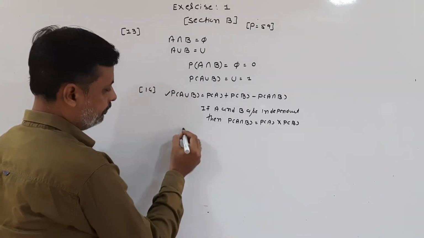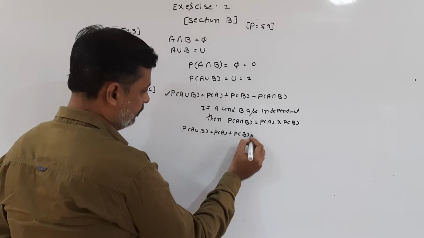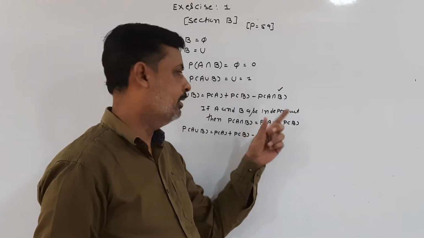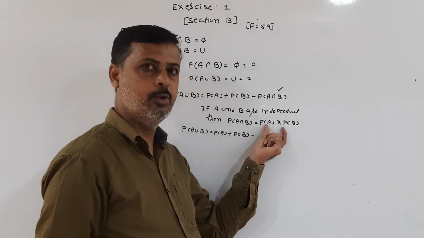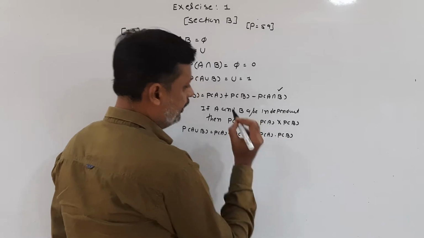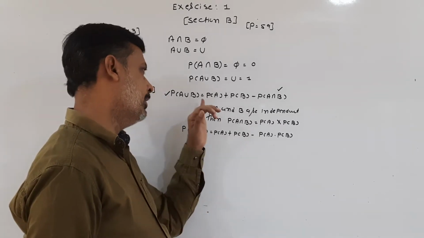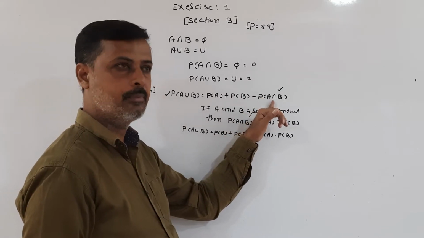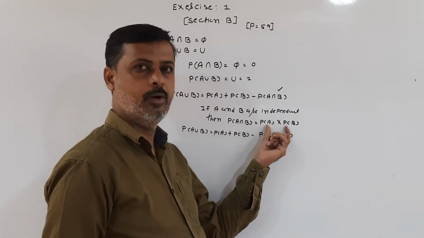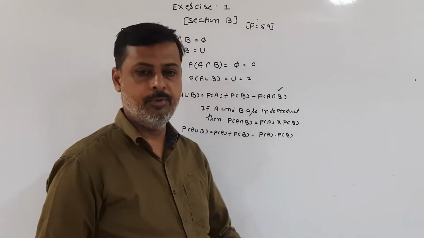So P of A union B is equal to P of A plus P of B minus P of A intersection B. And the value of P of A intersection B is P of A into P of B, so minus P of A into P of B. So actually the formula of A union B is P of A plus P of B minus P of A intersection B. And if A and B are independent events, then P of A intersection B is equal to P of A into P of B. So P of A union B is equal to P of A plus P of B minus P of A into P of B.